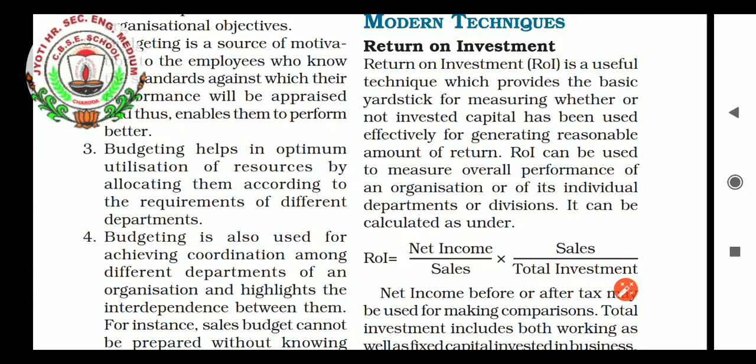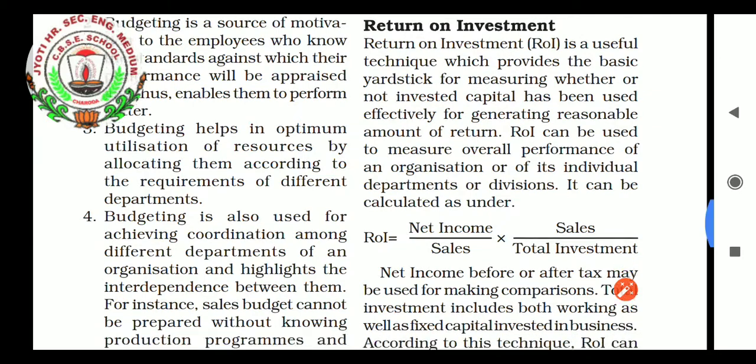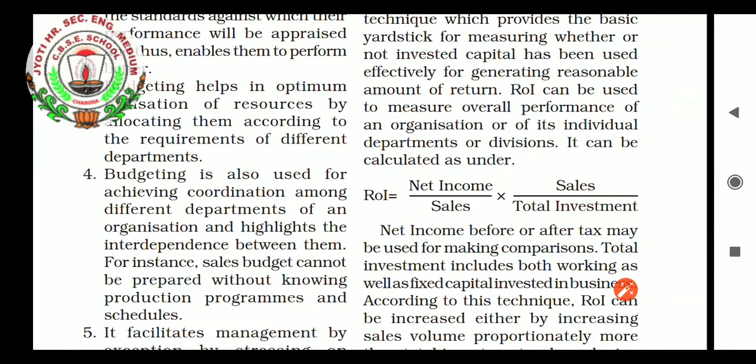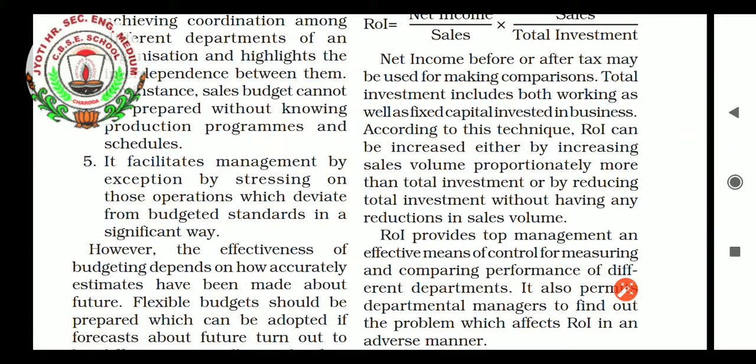Generating reasonable amount of return. ROI can be used to measure overall performance of an organization or of its individual department. The ROI formula equals net income by sales, into sales upon total investment. Net income before or after tax may be used for making comparisons. Total investment includes both working as well as fixed capital invested in business.